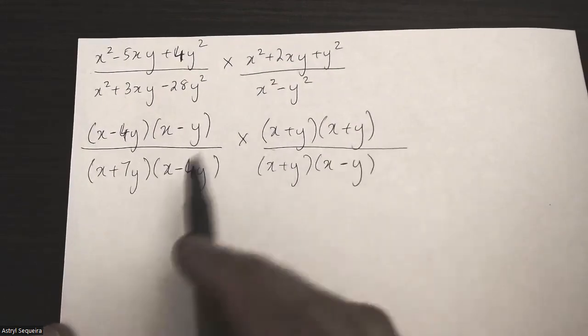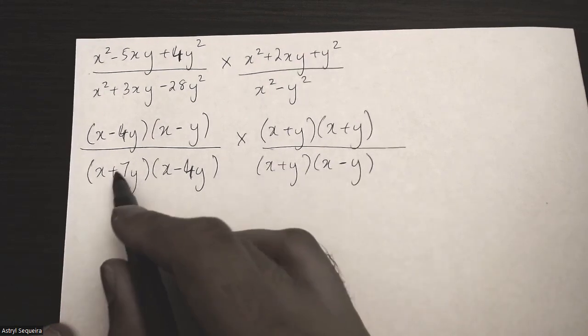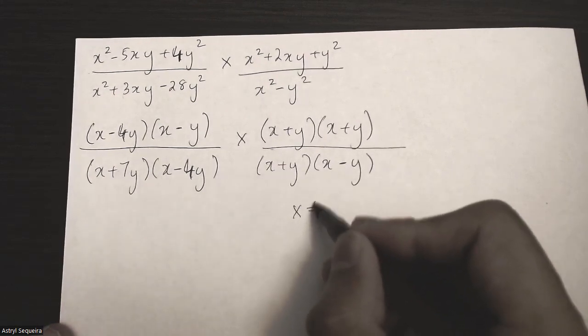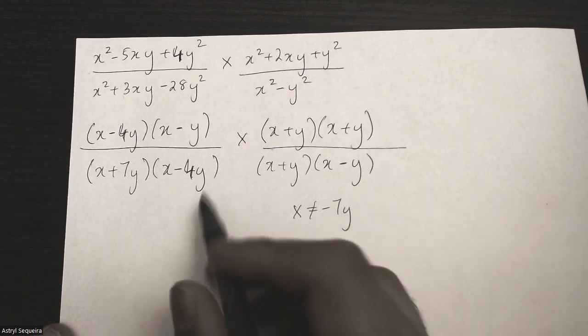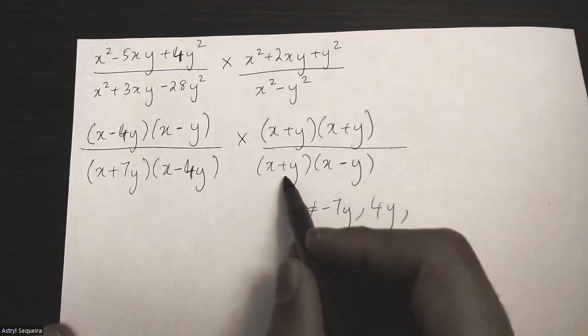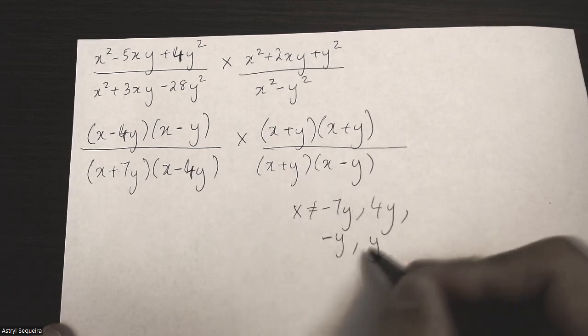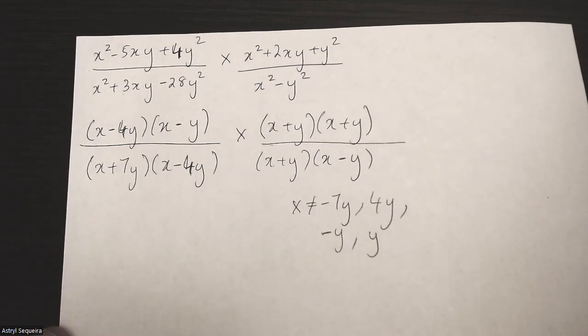Now, once I factor, I want to state my restrictions on the denominator. So over here, x cannot equal -7y. Over here, it's +4y. Over here, it's -y. And over here, it's +y. So just on all our denominators.